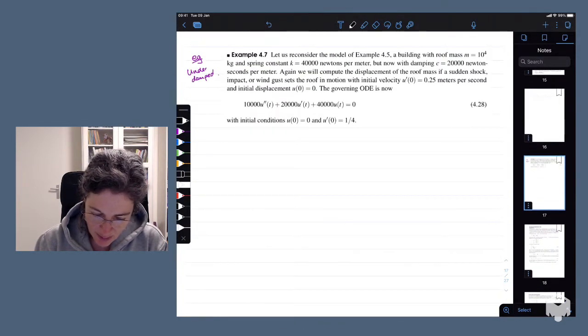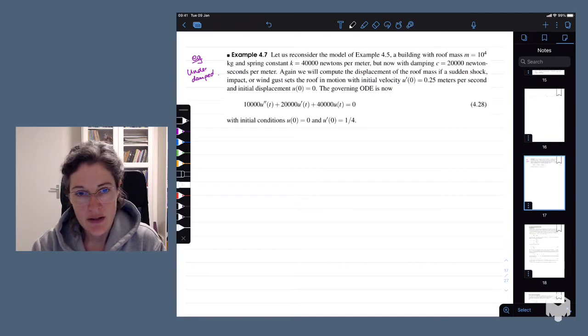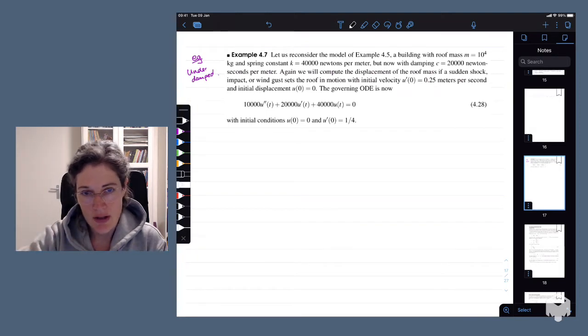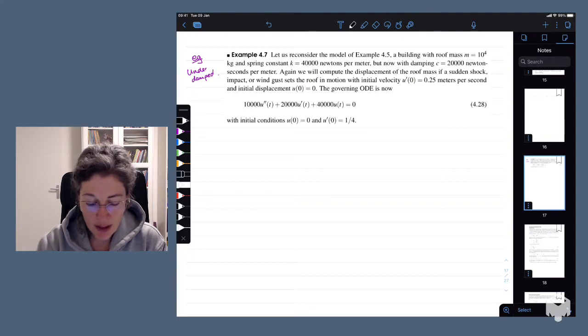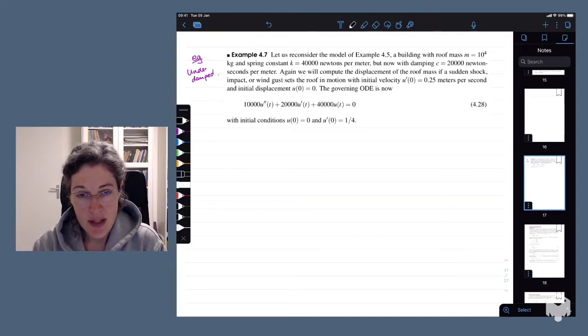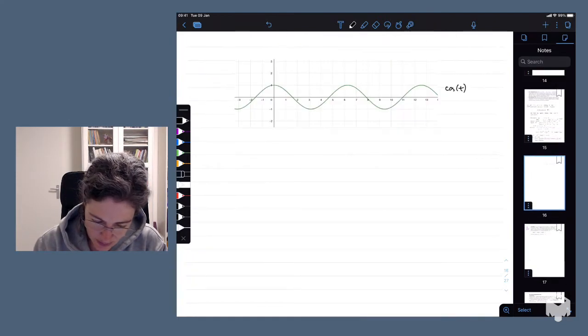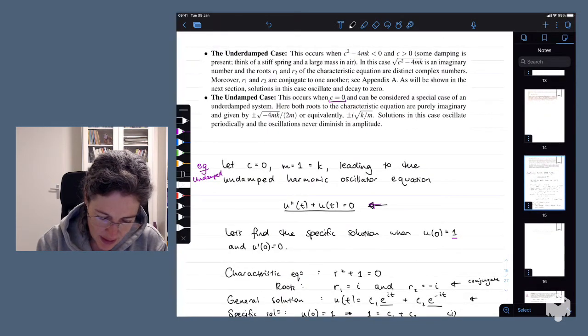But now let's think about adding in some damping. So not as much as we had in the very first case that we looked at. So not so much that the system immediately decays down to equilibrium, but enough damping that gradually the oscillations are going to decrease in size. So that's what we're dealing with here, which is the second case, the underdamped case.